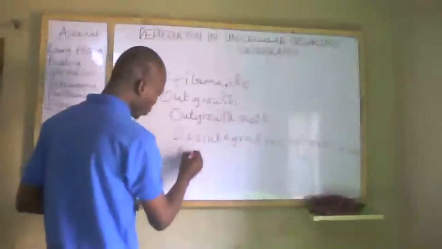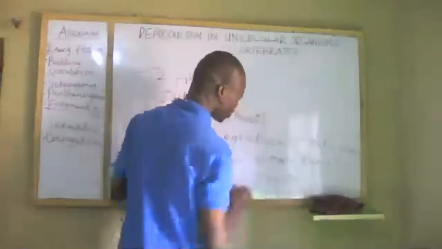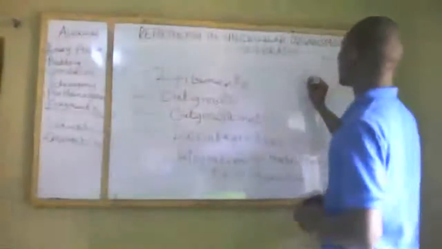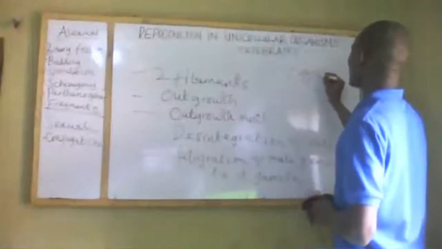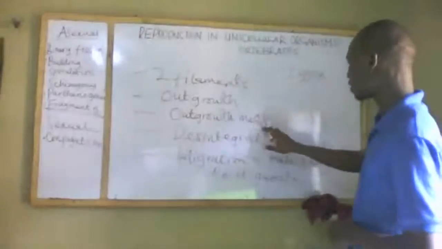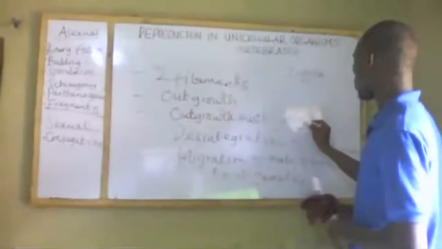Exchange or migration, and as a result of this, zygote is formed. When the two outgrowths meet, we have a conjugation tube formed. This is a conjugation tube.